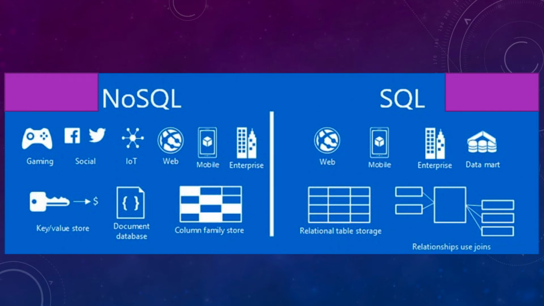And when you look at it from the properties perspective, SQL databases emphasize ACID properties: atomicity, consistency, isolation, and durability, whereas NoSQL databases follow Brewer's CAP theorem, which is consistency, availability, and partition tolerance. That's just how they look at it.